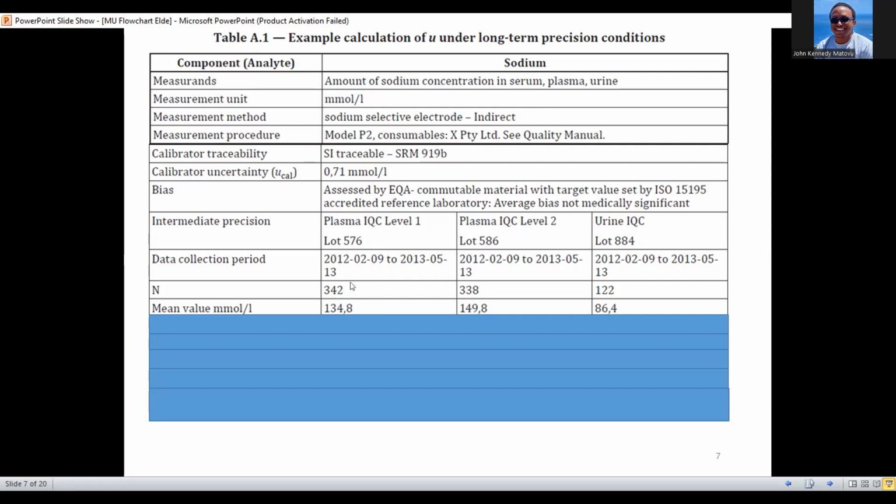Question. With this information here on your intermediate precision from IQC data, can you compute standard deviation with the n and the mean? Yes or no? Definitely yes, Janet said. So let me ask the question: from your intermediate precision, can you calculate your standard uncertainty?